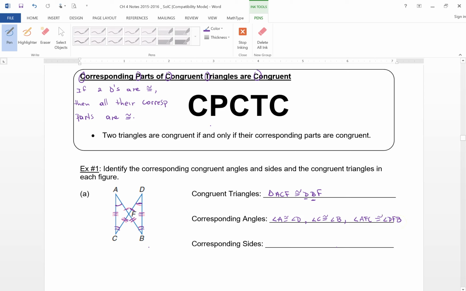Okay? And now I need 3 pairs of sides. Okay? Liam, can you give me one of the pairs of sides? DB is congruent to AC. What's another one? Right? BF to CF. And AF to DF, right. All right.